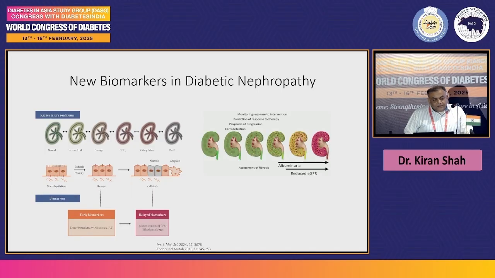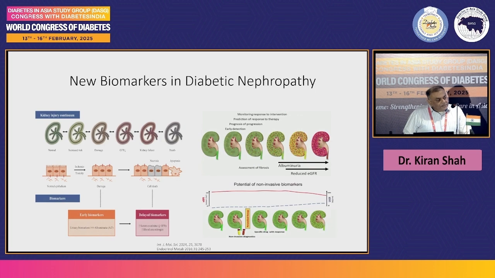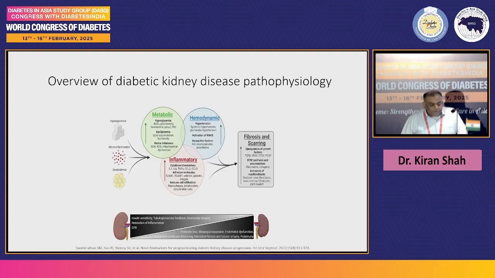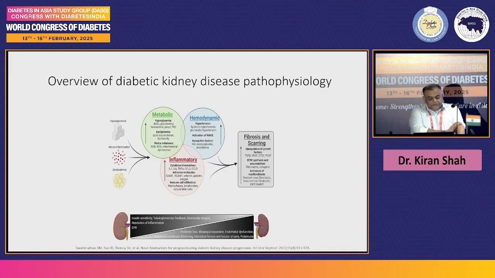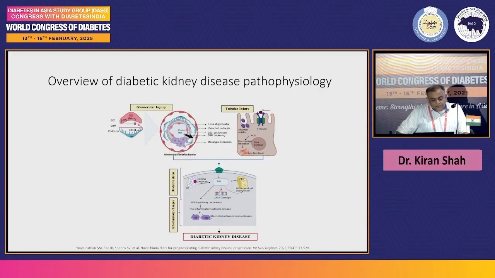In order for early detection of this particular kidney stage disease and prognosis, prediction of the response to therapy and monitoring the response, thereby preventing our patients from undergoing end-stage renal disease and cardiovascular mortality. So these are the factors which play a very important role as far as the pathophysiology of diabetic kidney disease is concerned. But they all contribute to what is known as glomerular injury and tubular injury.